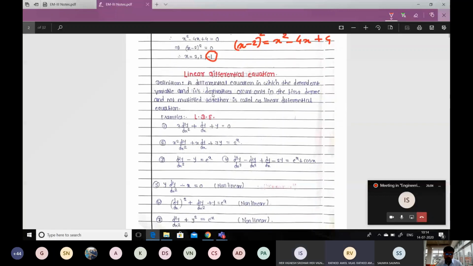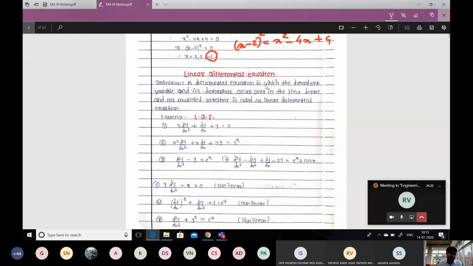So the first point, mute everyone, mute yourself. The first point is linear differential equation. What do you mean by linear differential equation? So let's start with the definition. We will understand the definition and then we will go towards some problems.